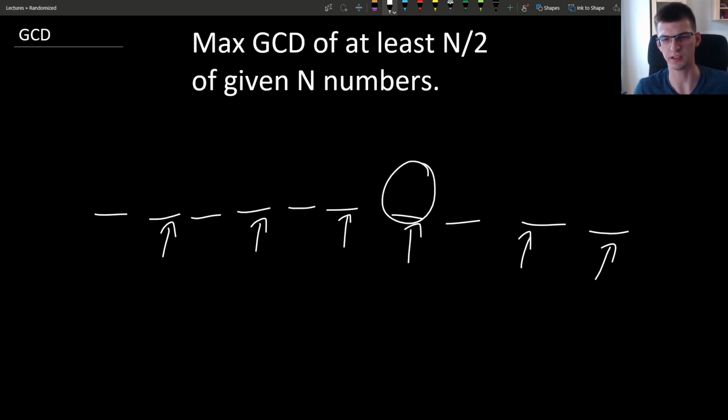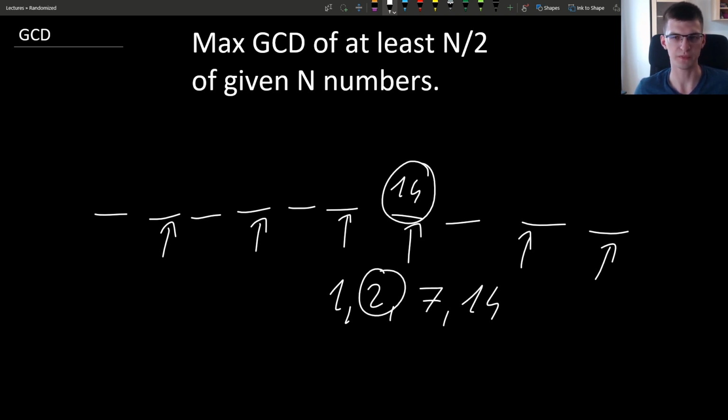And when you have a candidate for an answer, you can just linearly go through all the numbers and see how many are multiples of your candidate. If this is 14, then I want to check numbers 1, 2, 7, and 14 as possible GCD. And if I notice that at least n over 2 numbers are divisible by 2, then I know this is a candidate for the answer.